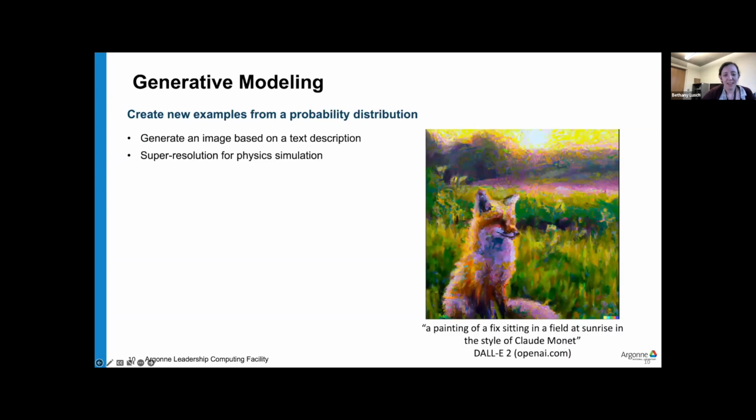And something that probably a lot of you, like me, have been playing around with is generative modeling. For example, generating an image based on a text description. Here's an example from DALL-E 2 from OpenAI. Or in a science case, this could be something like generating a super resolution version of a physics simulation.